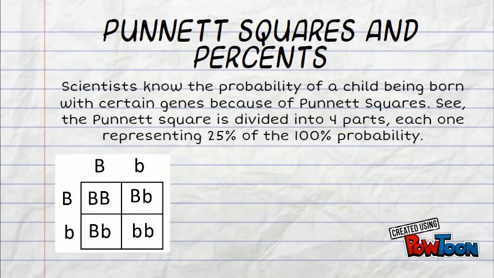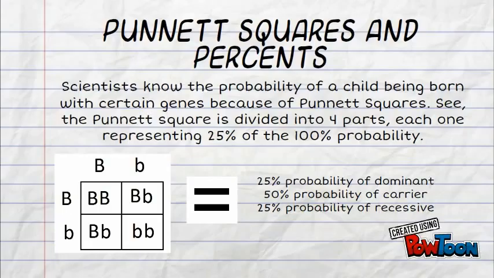Punnett squares and percents. Scientists know the probability of a child being born with certain genes because of Punnett squares. See, the Punnett square is divided into four parts, each one representing 25% of the 100% probability.